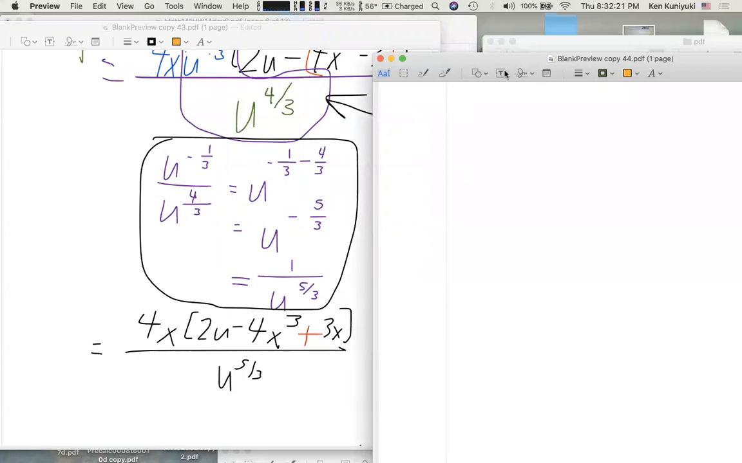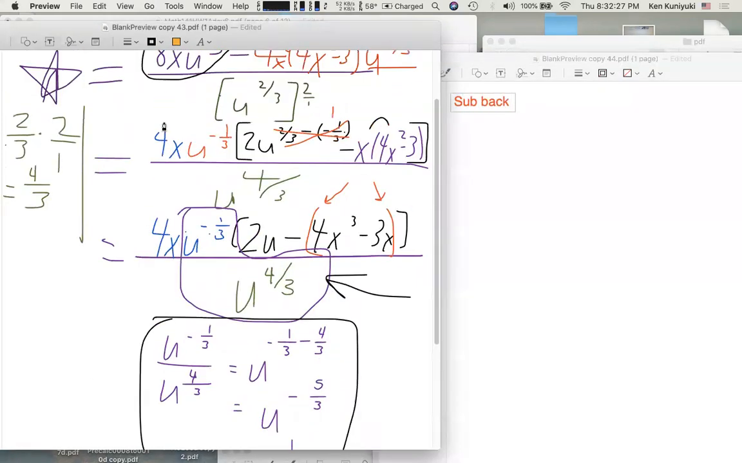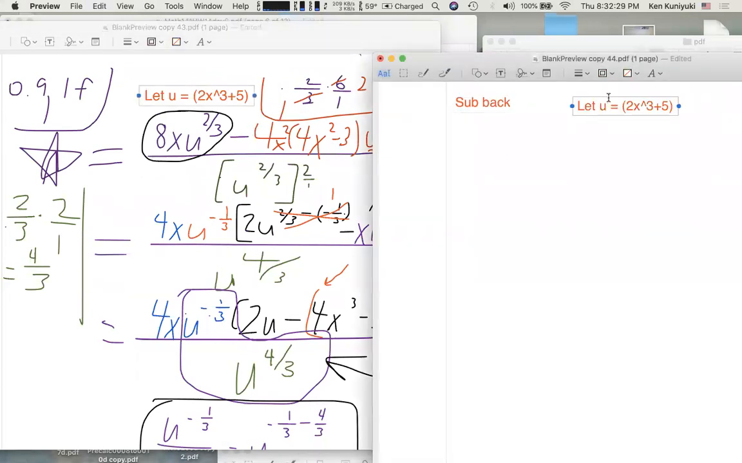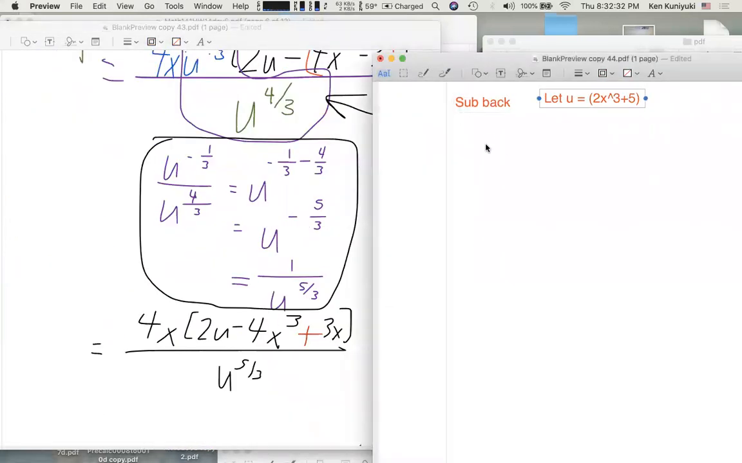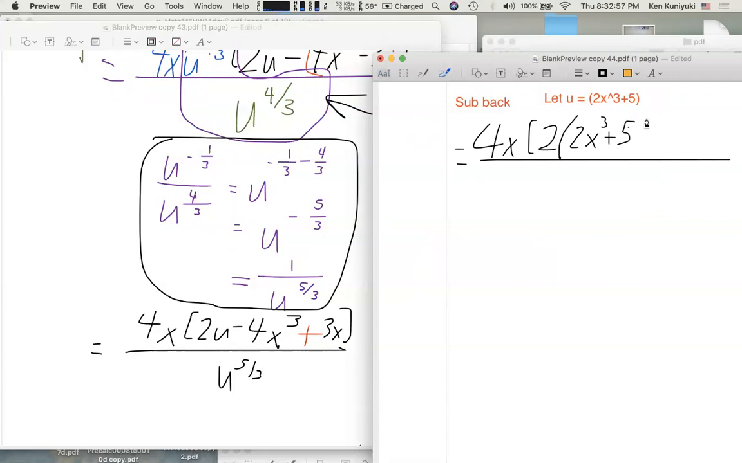Sub back. Okay. It was this thing here. So we're going to sub back. All right. So 4x bracket 2 times, what was u? U was 2x cubed plus 5. Okay, you need the parentheses here. You often do. All right, minus the 4x cubed.